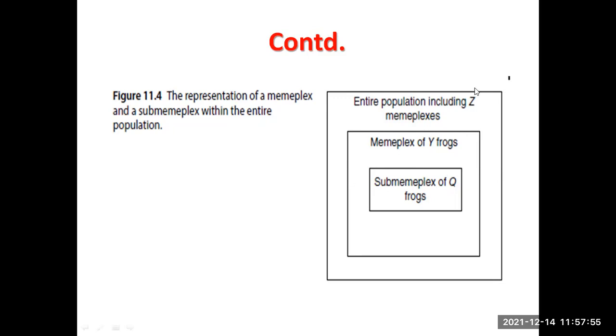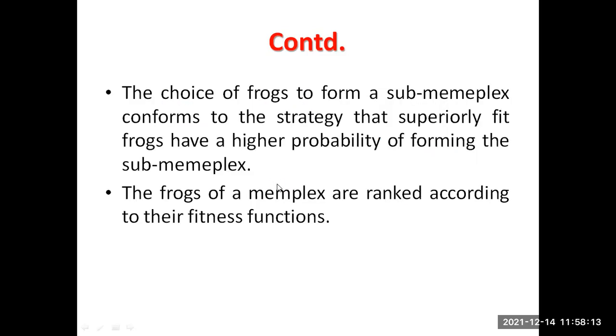So the Y number of frogs are present in the whole big colony. Within each colony there are Y number of frogs, but within each small colony, a few frogs are present. So this is the representation of the memeplex and the sub-memeplex within the entire population.